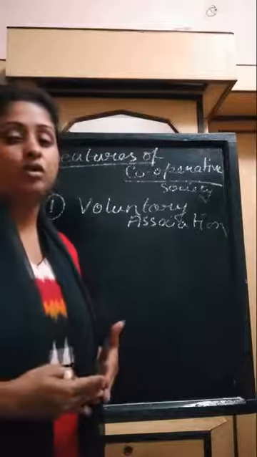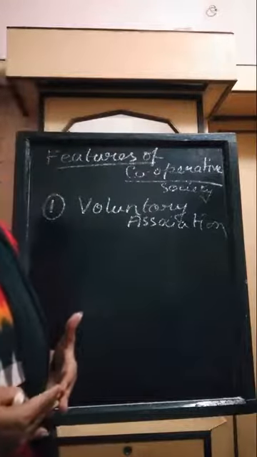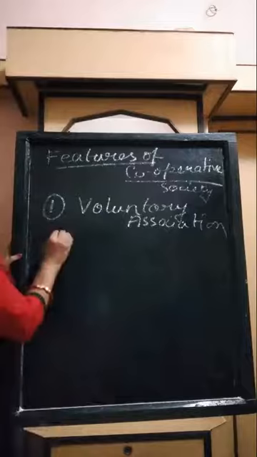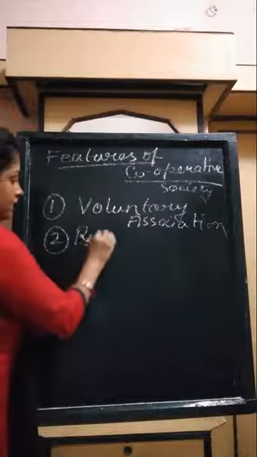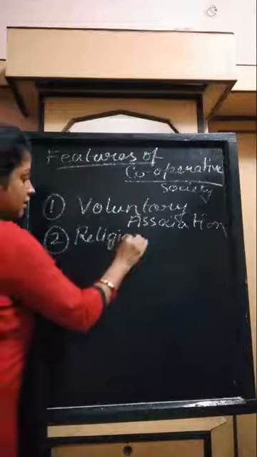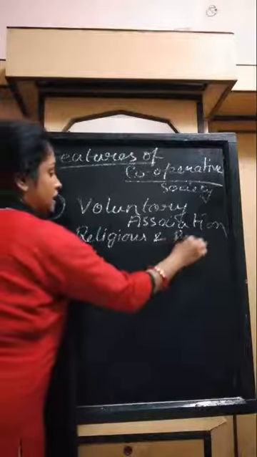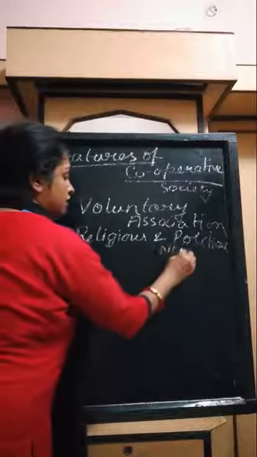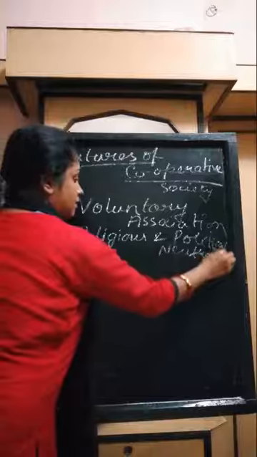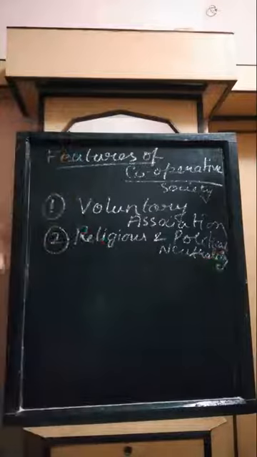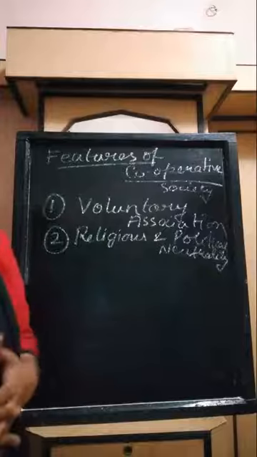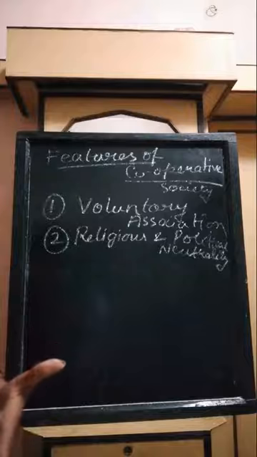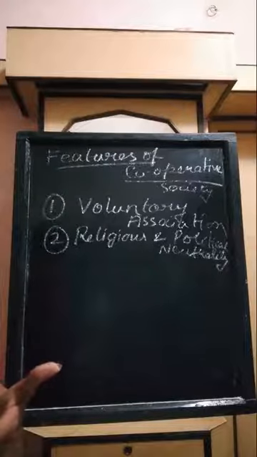Coming to the second feature of this cooperative society, that is religious and political neutrality. This type of association is free from any kind of barriers. There are no caste, creed, religion, or political affiliation to be maintained.